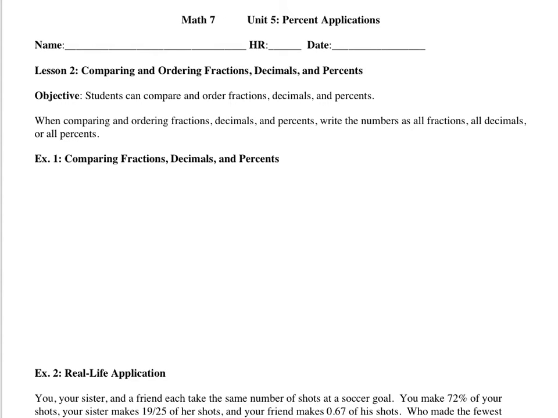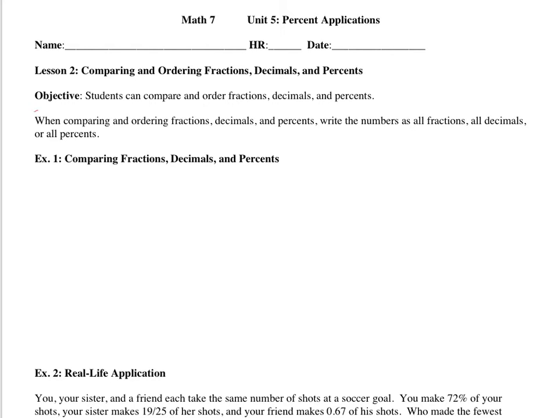Lesson 2 builds on what we practiced in Lesson 1, which was how to convert between fractions, decimals, and percents. Lesson 2 requires us to use those skills so that we can compare and order these different types of rational numbers. So our objective today is to compare and order fractions, decimals, and percents.